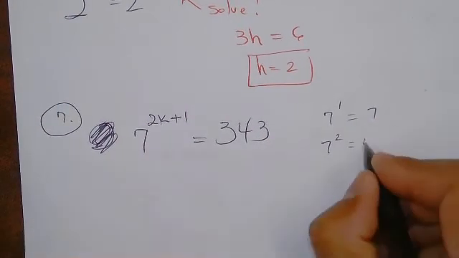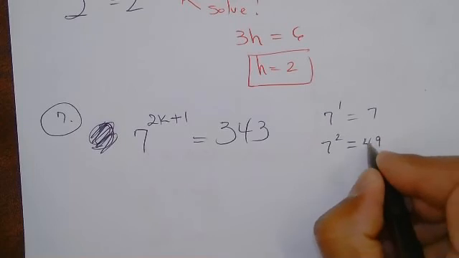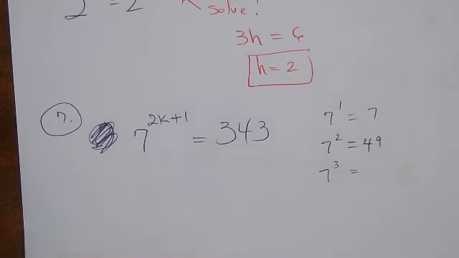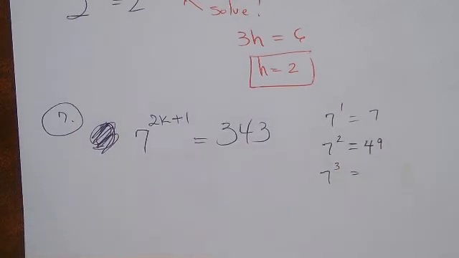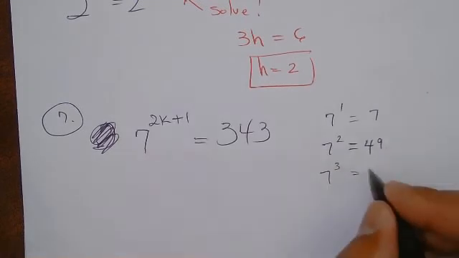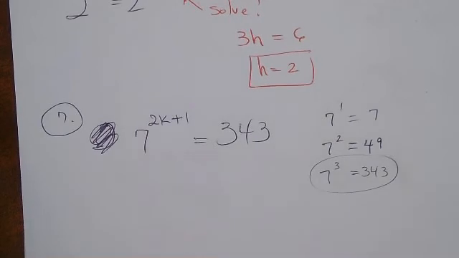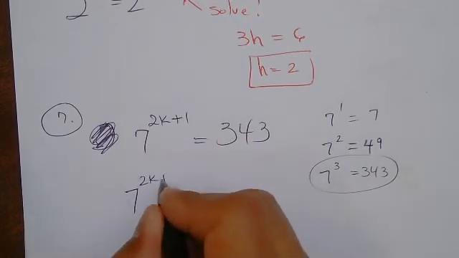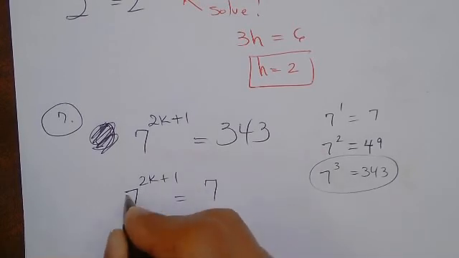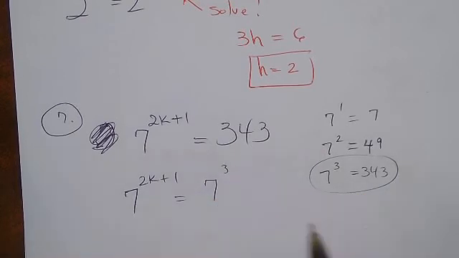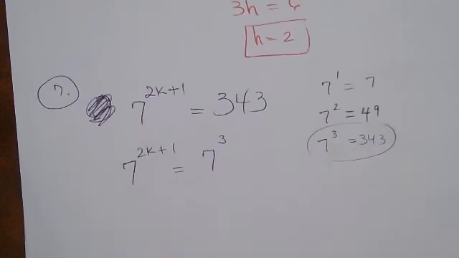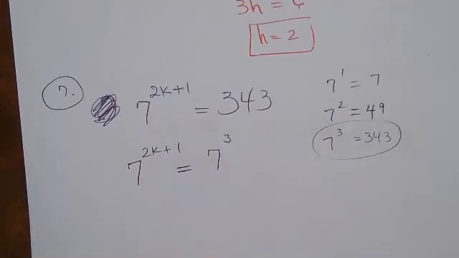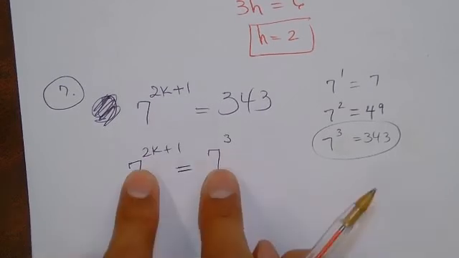Well, let's see. What's 7 to the power of 1? Well, 7. What's 7 to the power of 2? 49. So I know it's not 2 because 7 squared is 49. What's 7 to the power of 3? Anybody can do 7 to the power of 3? What is it? 343, right? Isn't that the one we want? So 7 to the power of 2k plus 1 is equal to 7 to the power of what? 3. All right, how do you finish and continue this?